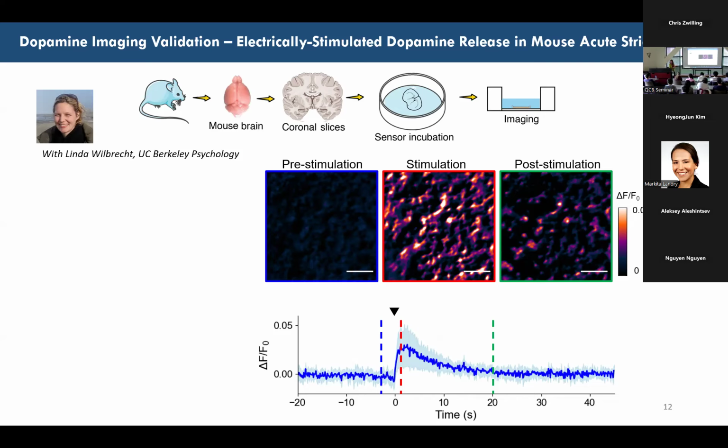Markita, is that your scale bar on that? So this is 10 microns. Yeah, good catch. We're looking at release sites on the order of a few microns.